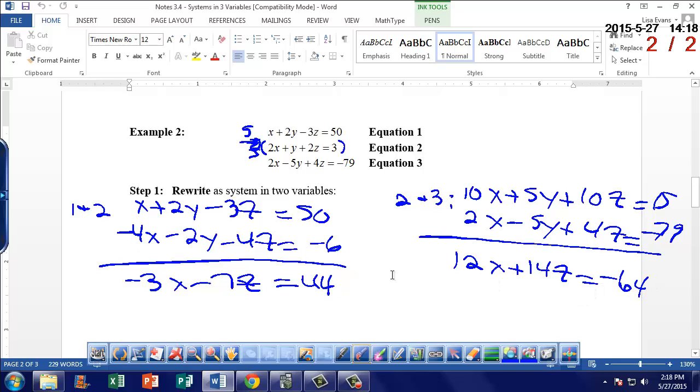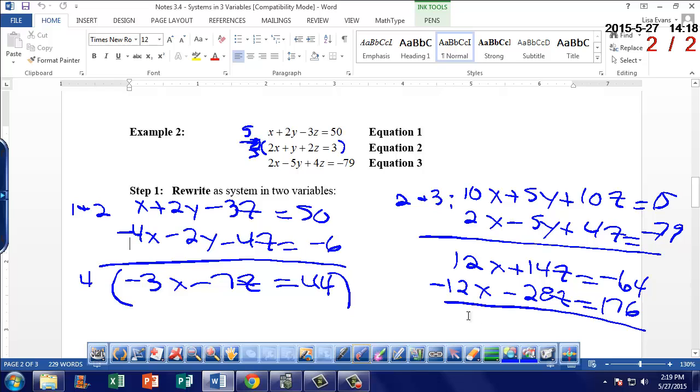I'm going to take a look at my system of two equations, and it doesn't really matter, but it looks easiest to get rid of x's. So I'm going to take this equation and multiply through by 4. So when I do that, I get negative 12x minus 28z equals 176. So I end up with a negative 14z equals 112. So our z equals negative 8.